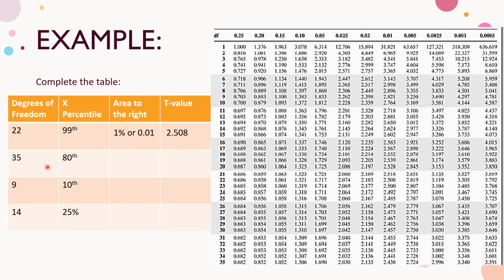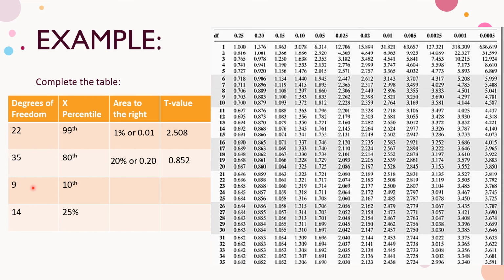And then number 2, the 80th percentile. Again, since this is greater than the 50th percentile, or it is in the right tail of our distribution, we simply get the area to the right. So we have 1 minus 0.80, which is 0.20. Then locating the value from our right tail table, 0.20 at 35 degrees of freedom, that is 0.852 as our 80th percentile.